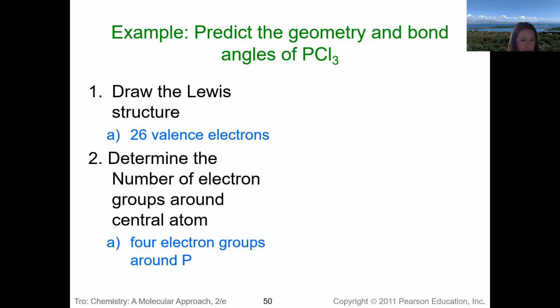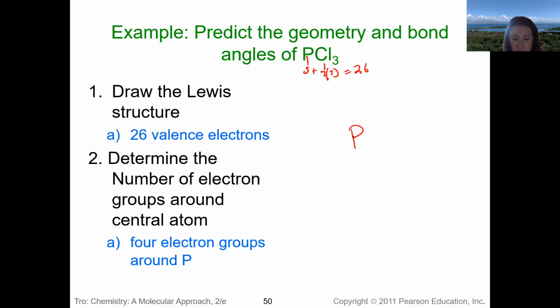All right, are you ready? Yes, okay. I'm just putting this sheet in here for you so you can see it. Okay, so PCl3. You look at our valence electrons, right? Phosphorus is 5, chlorine is 7. There's 3 of them. Add this up, 26 valence electrons, right?